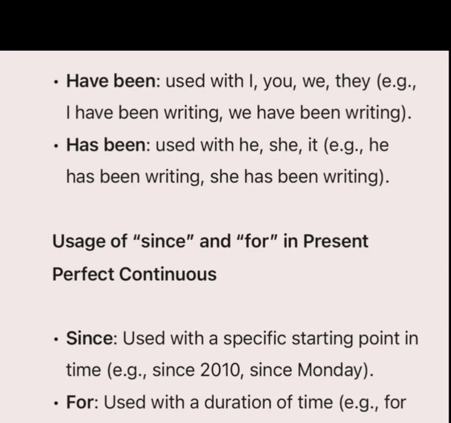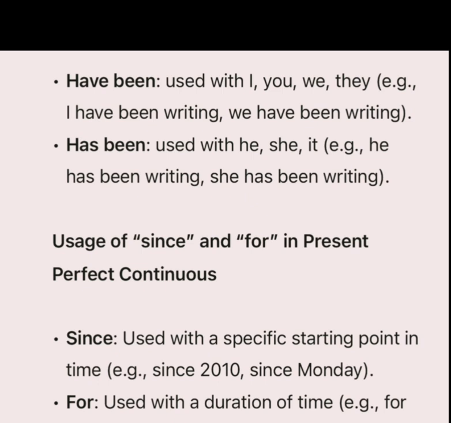Moving on, let's look at the usage of have been and has been, where they are used. Have been is used with I, you, we, and they. For example, I have been writing, we have been writing. And has been is used with he, she, it, or the name of a single person, thing, or place. He has been writing, she has been writing.